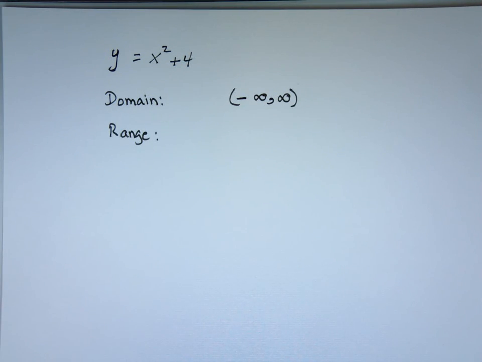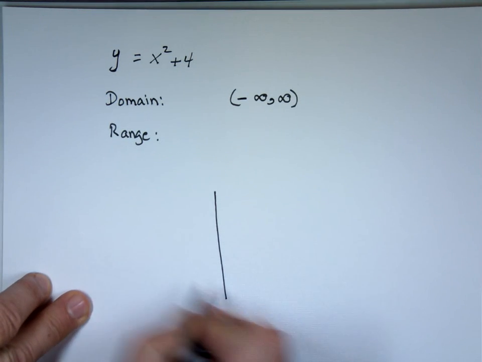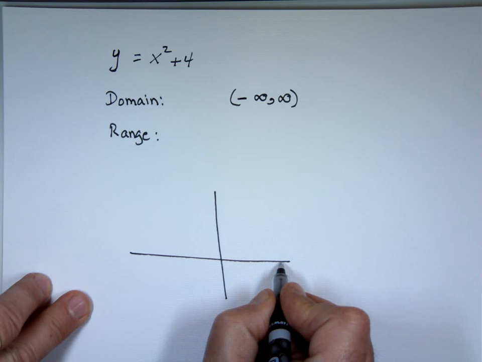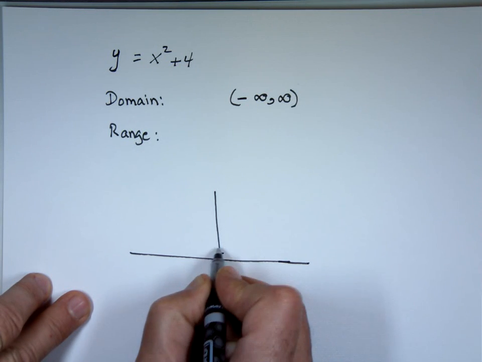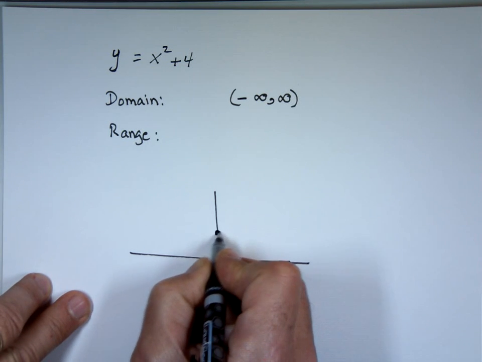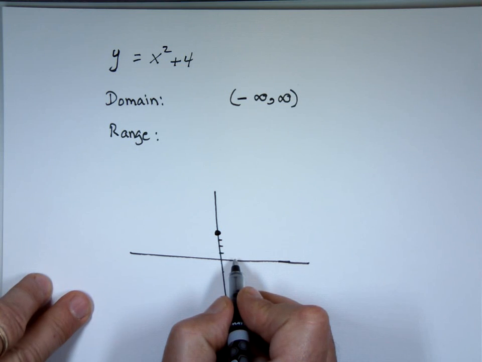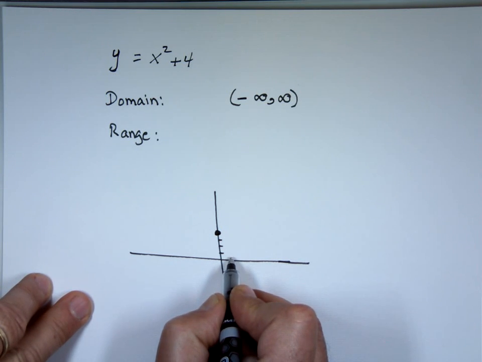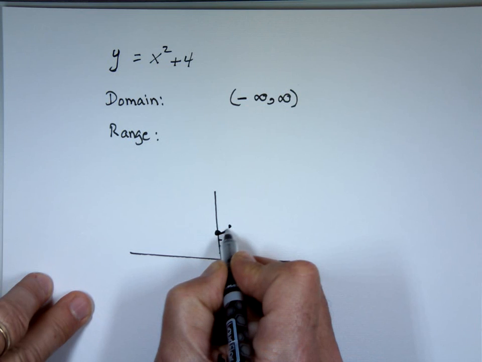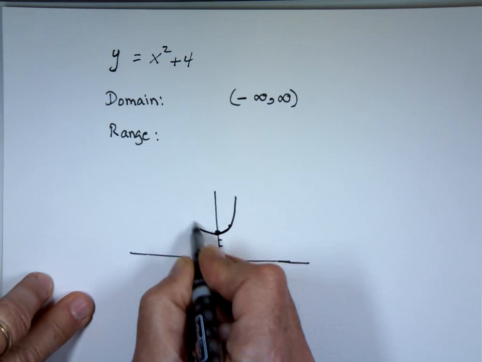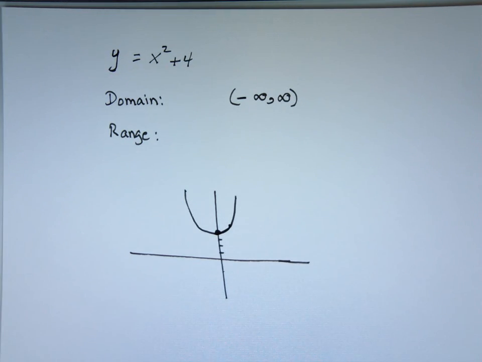Well, we might have to graph this to see what it looks like. If you graph this one, when x is 0, what is the y value? 4. When x is 1, what's the y value? 5. We know this is a parabola, it's going to look like this. So what is my range? Does it equal 4? It can't be all real numbers. Greater than or equal to 4, right?